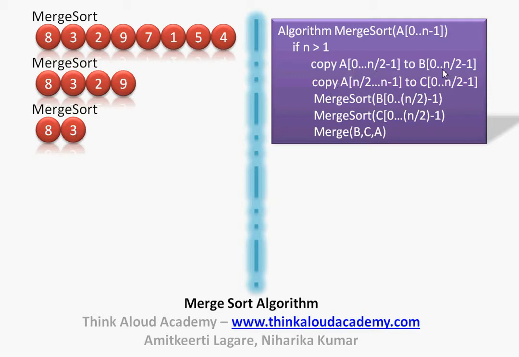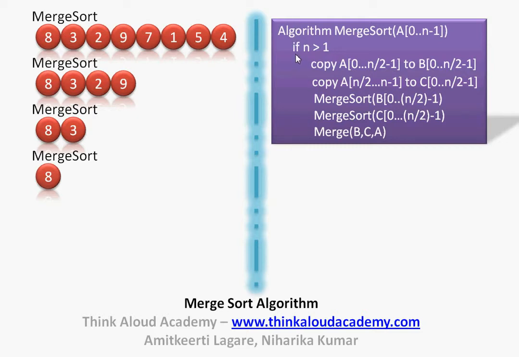Then what it says, again copy the first half of this into B. So what is the first half? Just the element 8. So it gets copied into B. Copy the second half into C. Which is the second half? That is just the element 3 into C. And then I again call recursively merge sort on the first half. So that is I'm calling merge sort on the elements B. So I call merge sort on the element A, 8.